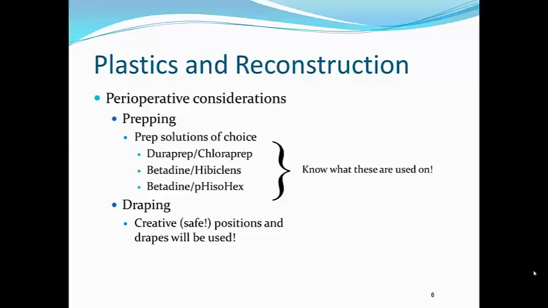So we could have turban drapes with body sheets, extremity drapes, U-drapes for the abdomen, lithotomy drapes when they're in lithotomy, and draping a plastics patient can be really challenging. So make sure you are thinking about what you know to be true about draping and how to build those layers so that you are sure to have a sterile field to work with.